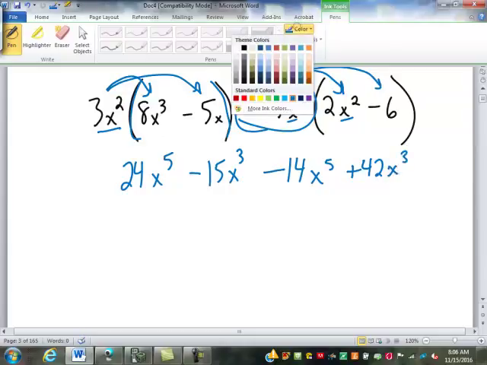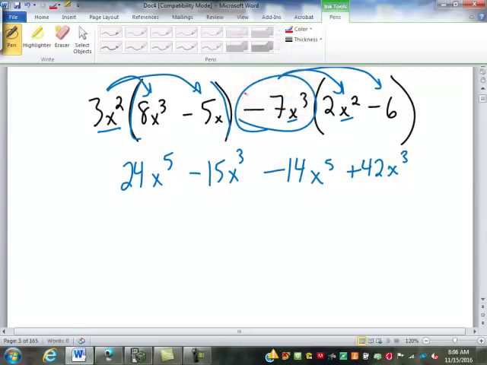Are we done? Say no. What can we still do? Combine. We've got 24x to the fifth and negative 14x to the fifth. That makes what? 24 and a negative 14 make 10. When we're adding or subtracting, we keep the same name, so we don't change the power. It's still x to the fifth.